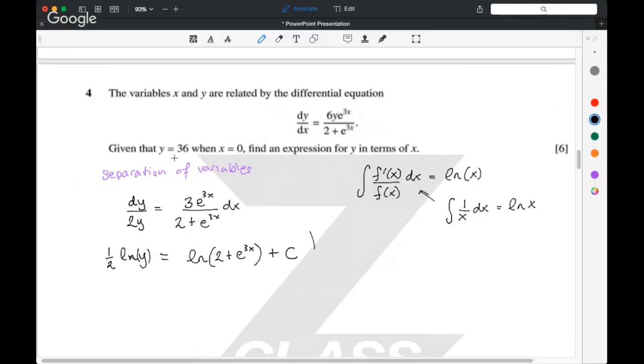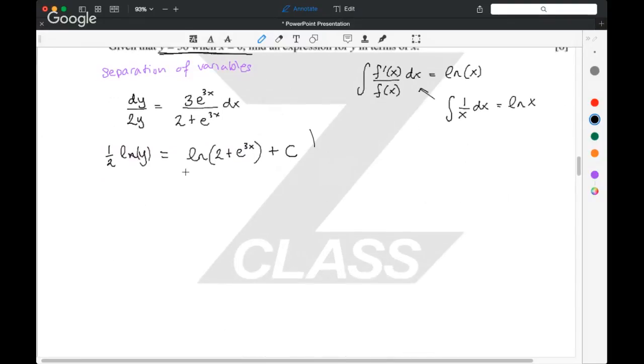Now we're given a boundary condition, this thing, and that will allow us to find C. So first, let me express this in a rather suggestive way. I'm going to use the laws of logarithms. I'm going to say that this is the natural log of y to the 1/2. And that's going to be equal to, I'm going to express C as the natural log of e to the c. And you should see that that is the same thing as c, as the natural log of e, the e's will cancel out. So then I can bring it together, laws of logarithms, with this guy, and call this the natural log of e to the c times 2 plus e to the 3x.